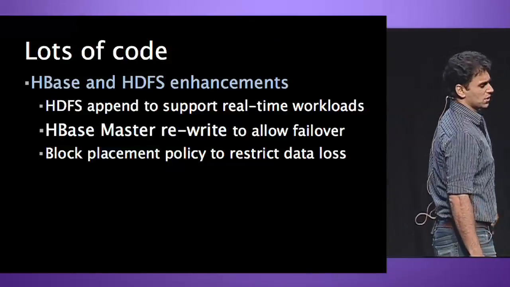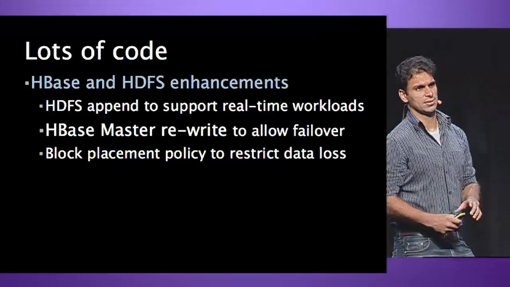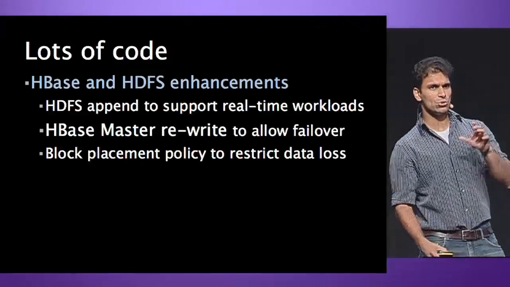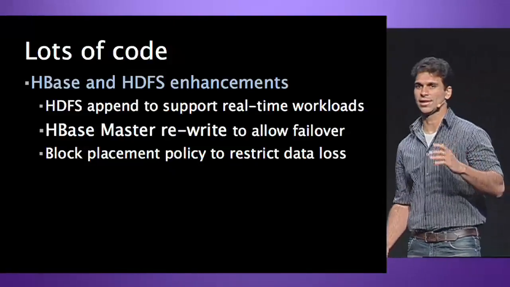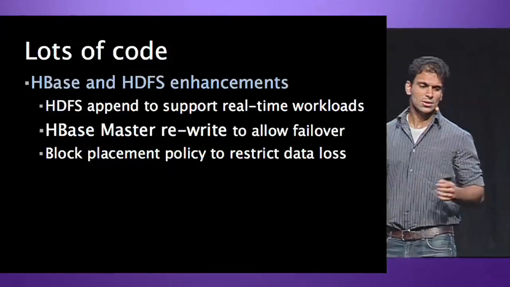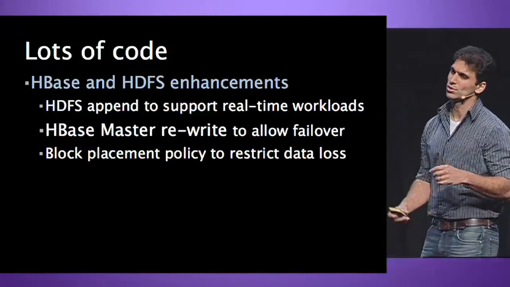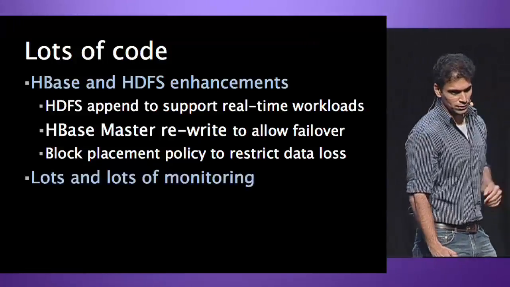One of the other things was the block placement policy of scattering data, like putting replicas on any machine, has the advantage that if you do lose data, you lose a little bit of it. But in our case, losing any data was pretty much game over. So we came up with a new block placement policy so that if you did lose data, you would lose a lot of it, but the probability that you lost data was really, really low.